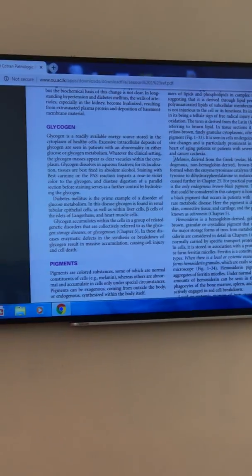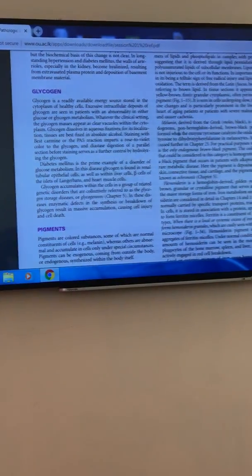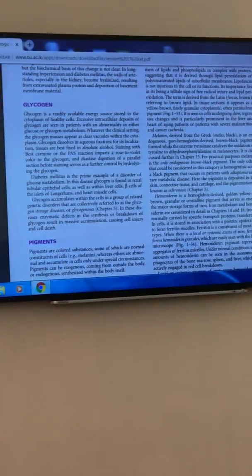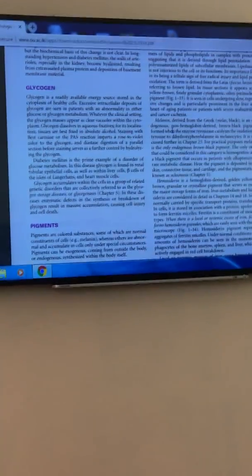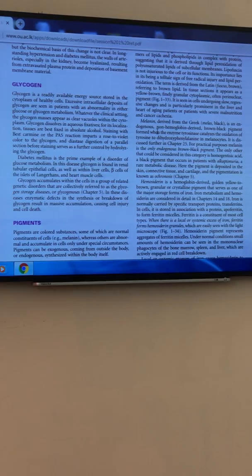Another pigment is melanin. Melanin is a brown-black pigment in melanocytes, and practically it is the only endogenous brown-colored pigment.